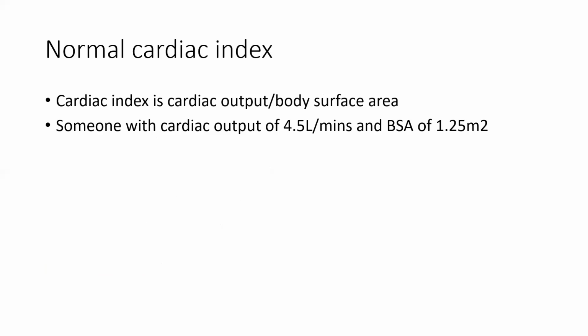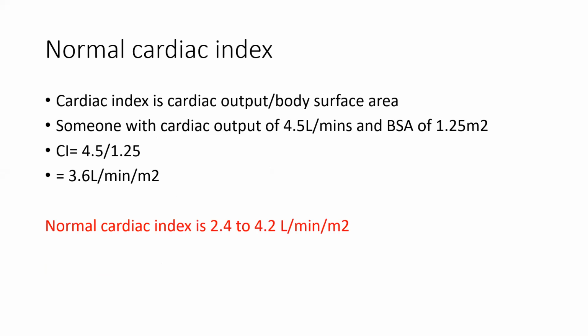So someone with cardiac output of 4.5 liters per minute and body surface area of 1.25 meters squared. When you calculate the cardiac index, it's 4.5 divided by 1.25. So the cardiac index is 3.6 liters per minute per meter squared. The normal cardiac index is 2.4 to 4.2 liters per minute per meter squared. So remember stroke volume index, cardiac output, and cardiac index. It is very important.